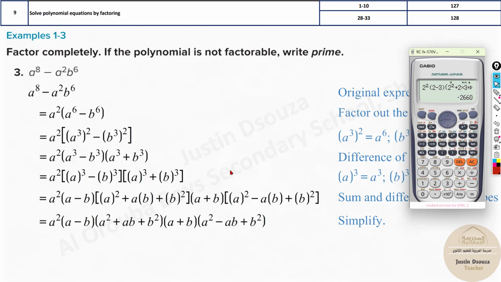This is one way, but there is one other way to solve it. But here you need to do it for all the 4 options. Whichever gives you the same answer is the correct answer. That's how we do it.